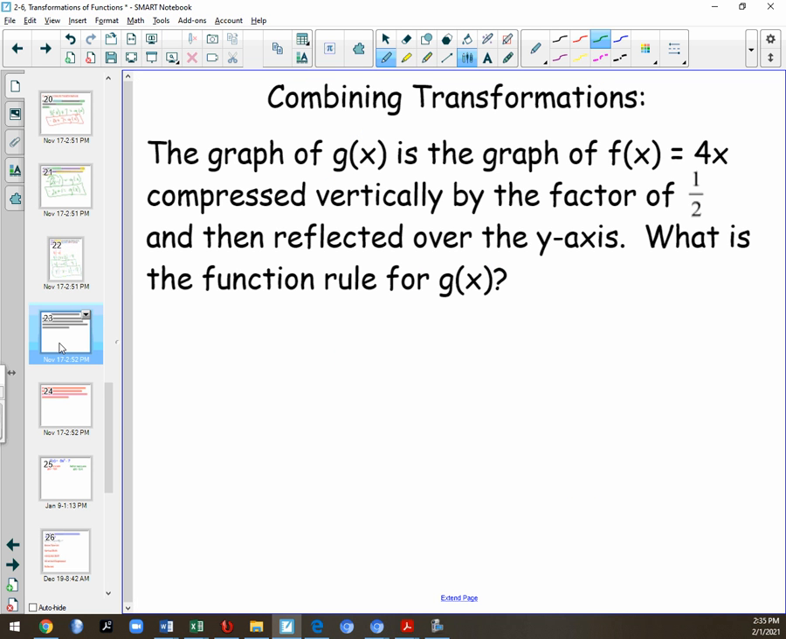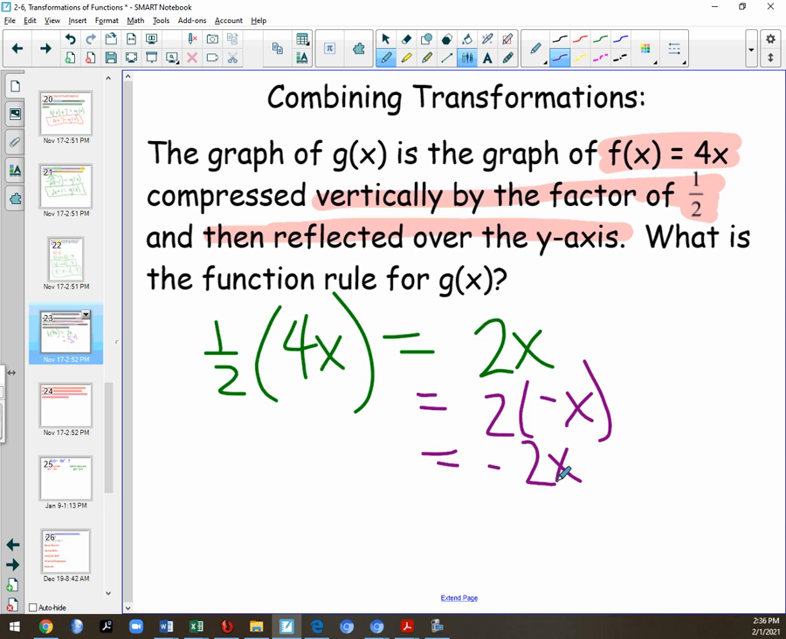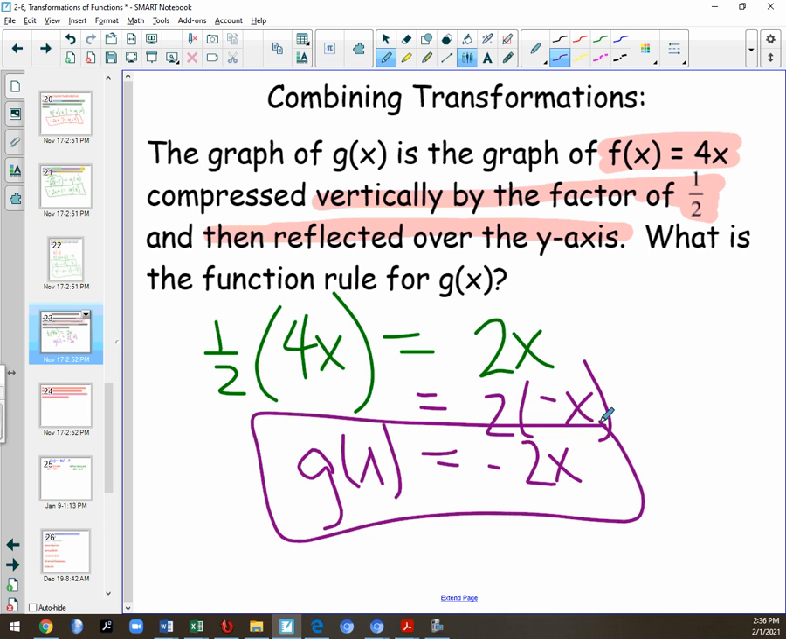Next, the graph of g of x is the graph of f of x equals 4x compressed vertically. So I'm taking this 4x and I'm going to compress it vertically by a factor of 1/2. You know what that means you're doing? You're taking 1/2 and multiplying it by 4x. That is the same thing as 4 divided by 2, which is 2x. Then it says that I need to reflect it over the y-axis. If you're reflecting it over the y-axis, you're replacing x with negative x to give you negative 2x. This is your new function rule. Okay?